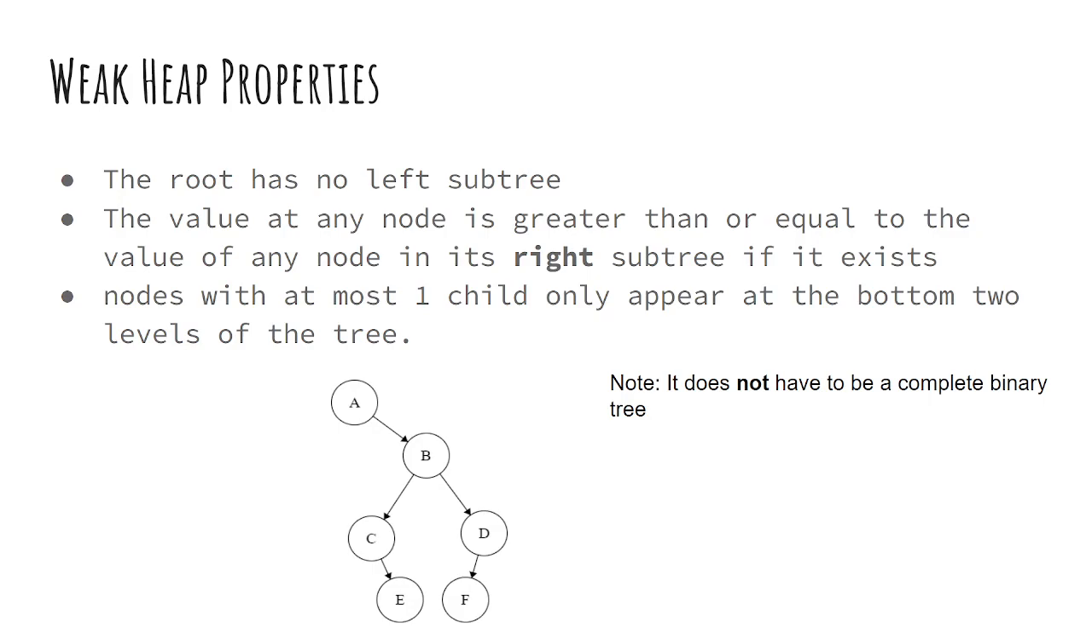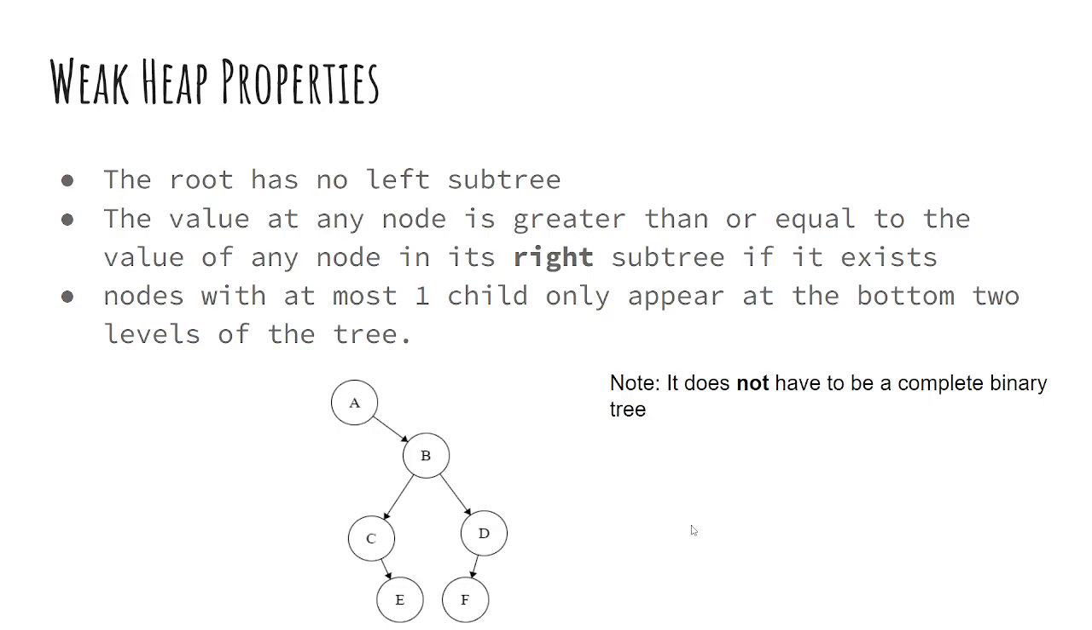But also important is that nodes with at most one child only appear at the bottom two levels of the tree, which means that it does not have to be a complete binary tree, as you can see here with this example that I provided you. Nodes C and E, D and F, are not necessarily filled from left to right. C's left child is null, and D's right child is also null. More importantly, C's left child is null, so it's not necessarily a complete binary tree. It doesn't have to be.